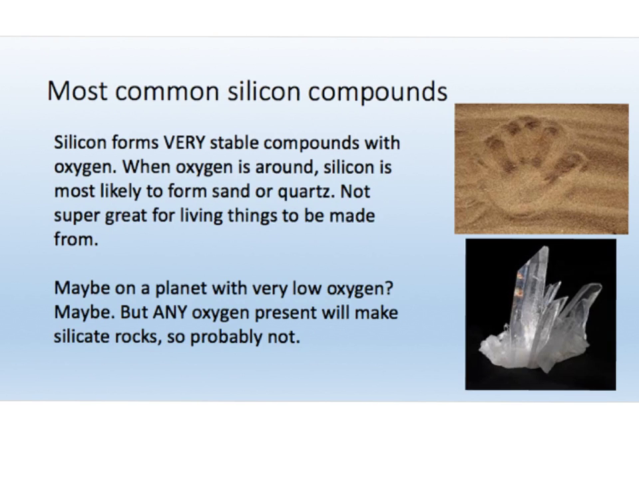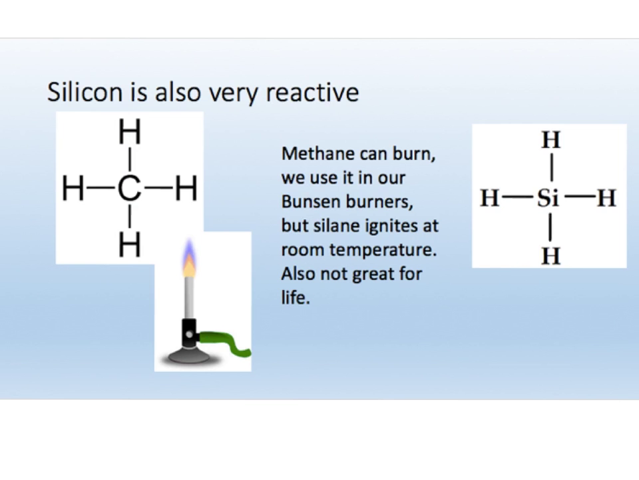First off, the mineral quartz and sand are among the most common silicon compounds, and silicon forms incredibly stable compounds with oxygen. Whenever oxygen is around, silicon is most likely to form either sand or quartz, which is not a super great material for living things to be made from. But would it be possible on a planet with very low oxygen? Maybe, but any oxygen present is going to create silicate rocks, so probably not.